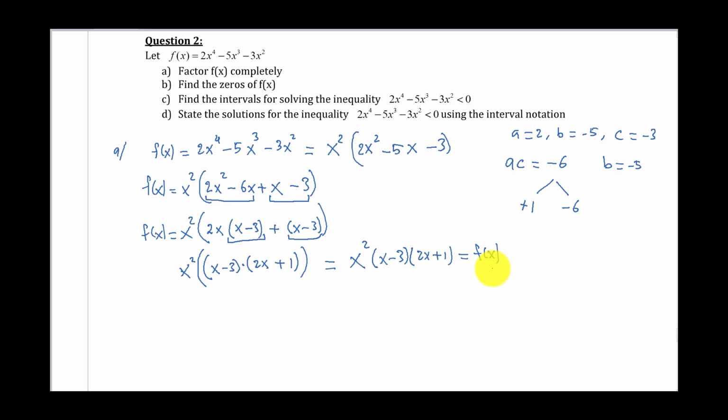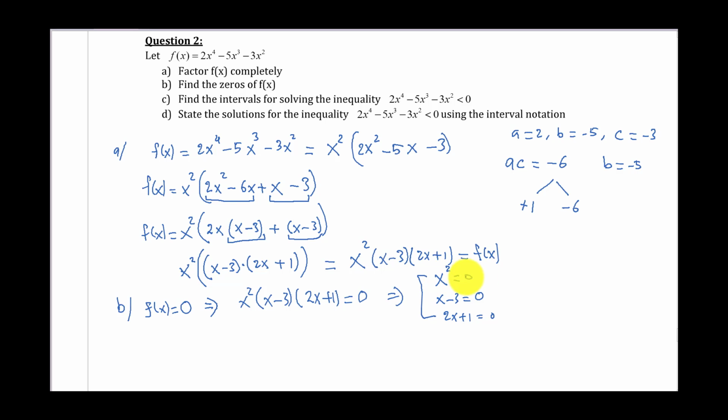Now for part B, they ask us to find the zeros. That means you want to find the values of x that make the function f of x equal to 0. This is easy because we already have the function in factored form. So I can set the factors x squared, x minus 3, and 2x plus 1 to be 0. Since it is already in factored form, I can set each factor to 0 and then solve for x.